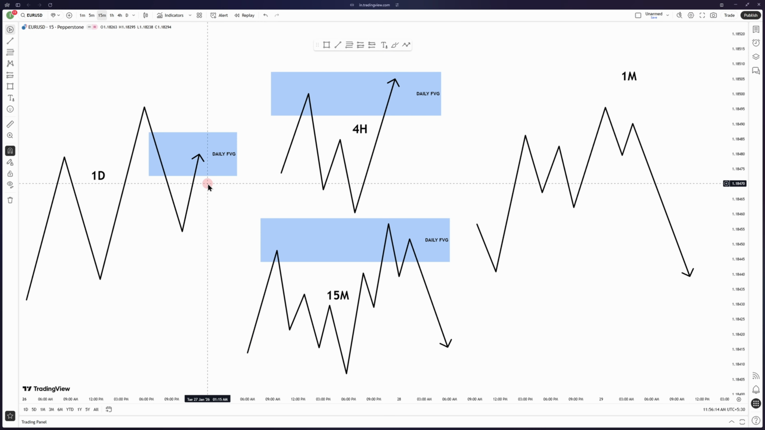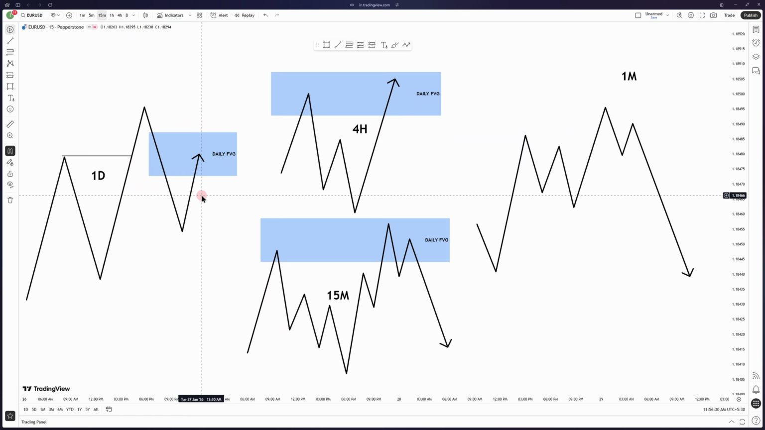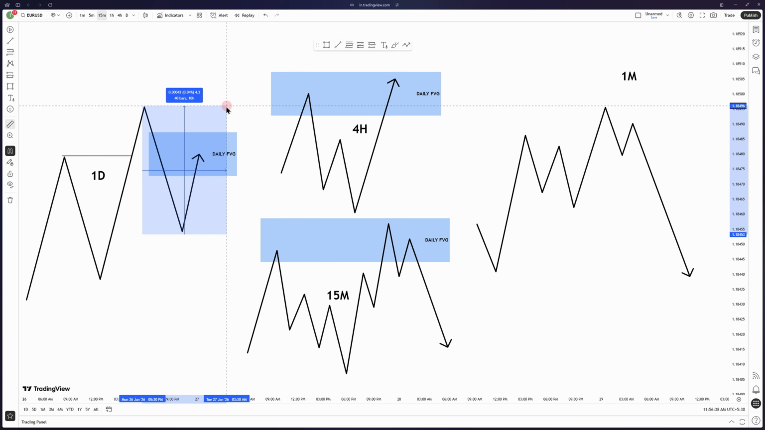First thing I want you to understand is that we always start with the daily time frame. When we look at this structure, we can clearly see a buy-side liquidity sweep. And after that sweep, price starts retracing back into the daily fair value gap. This already gives us a clue that the market is likely to move lower. But obviously, we can't enter a trade on the daily time frame.